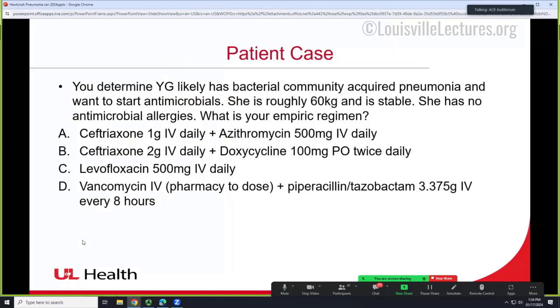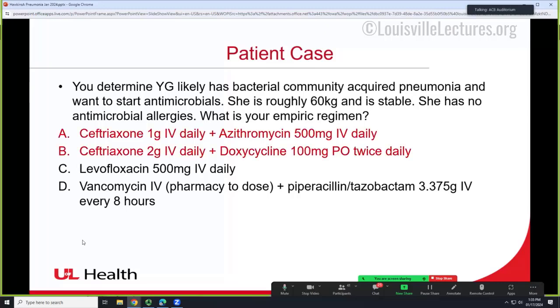All right, back to our patient case. You determine YG likely has bacterial community acquired pneumonia, so flu's out the window, they've got bacteria. No allergies. What is your empiric regimen? Anybody brave enough to make a guess? Does anyone feel like 2 of these answers might be right?